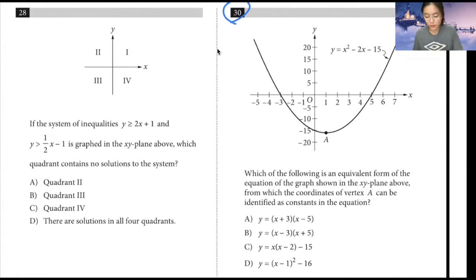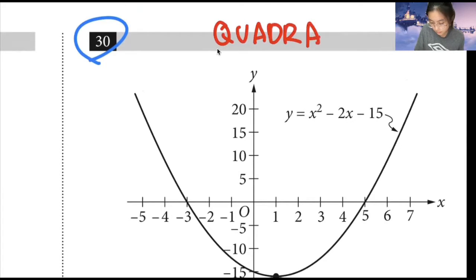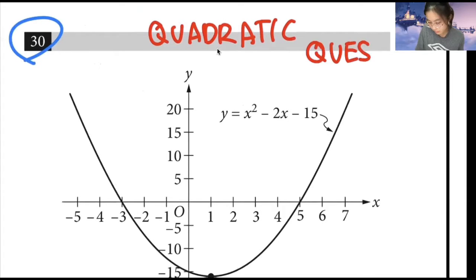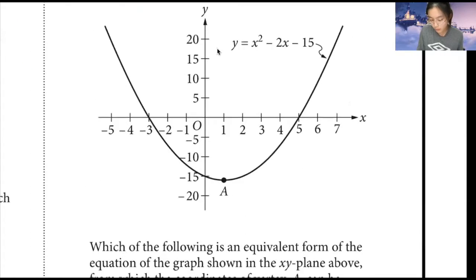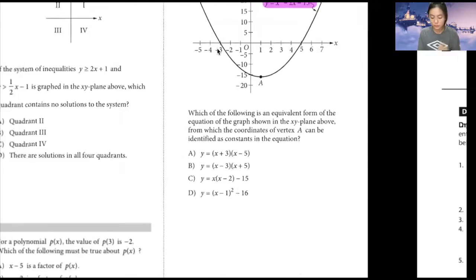Oh, and also we know that it's a quadratic. Wait, let me write it. We know that it's a quadratic function. Looking at the equation right here, x squared minus 2x minus 15, the highest power is 2, so that confirms it's a quadratic equation.